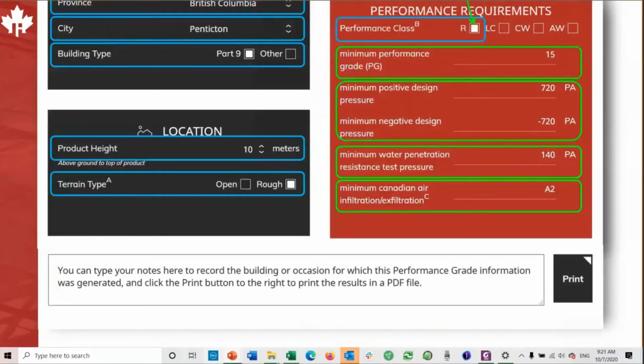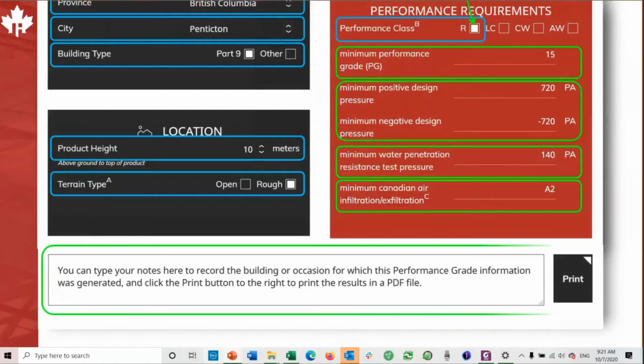Now, the helpful part of this calculator is that at the bottom of the screen, you have a field where you can type your notes to record why you're doing this calculation. Are you a building official wanting to record it? Are you a manufacturer wanting to obtain windows with a certain level of performance from your supplier, and you want to make sure of that, and that's why you've done this calculation? So it's just handy that you can type in here when you did your calculation or why, for what reason, and you can print it as a PDF file and keep it for your records.